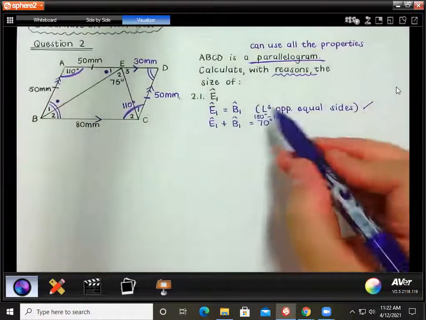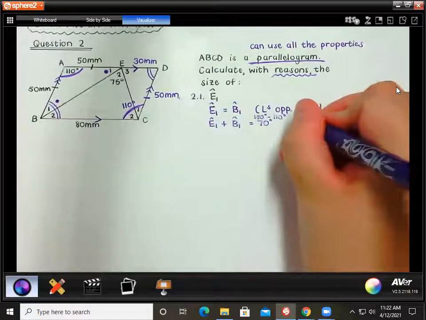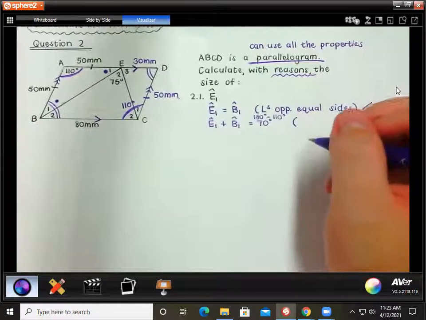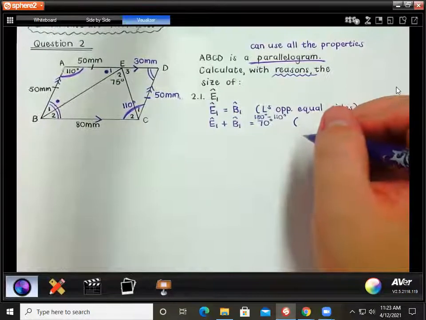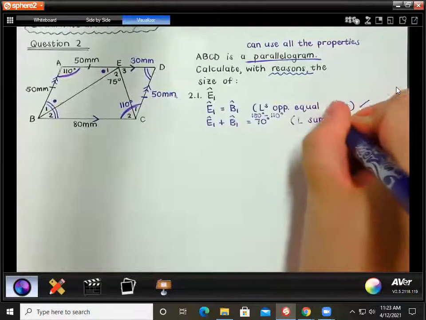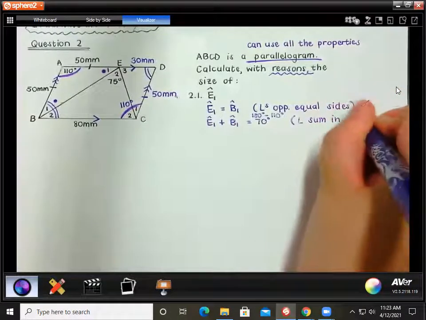Now guys, what is my reason going to be for this? What do you think? How do I know that the three angles in a triangle must add up to 180? Yes, angle sum in triangle.